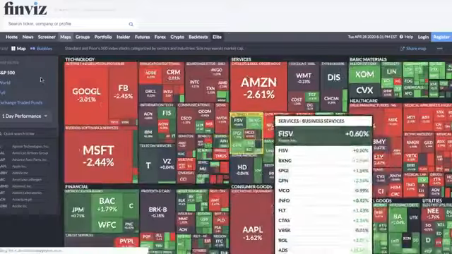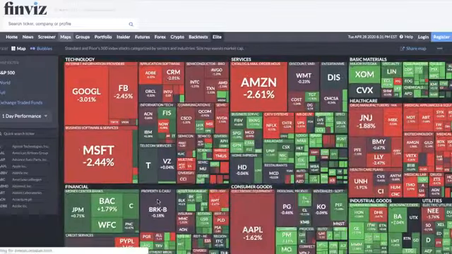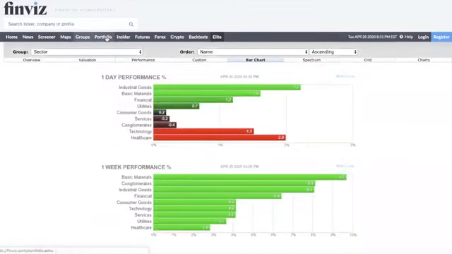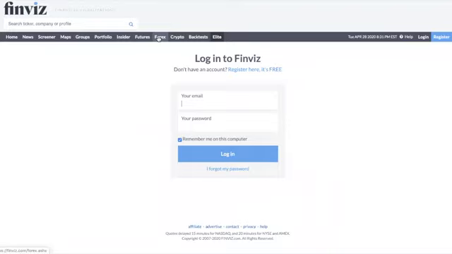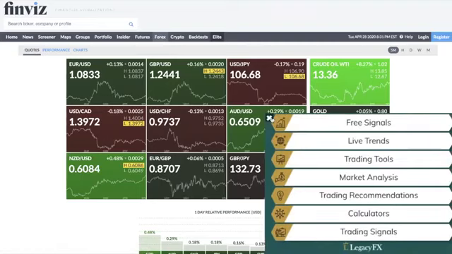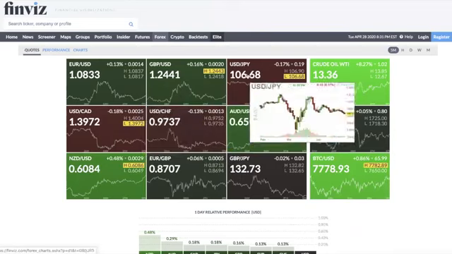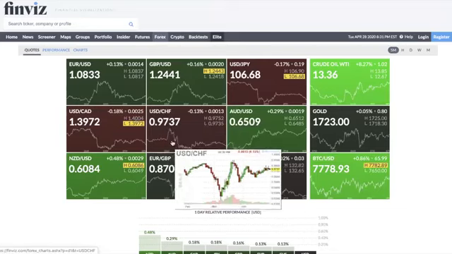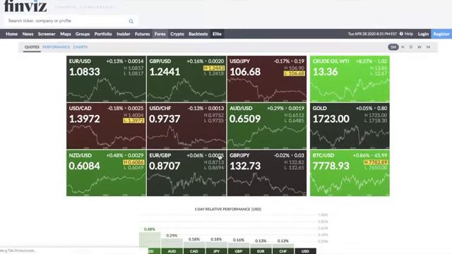This is a heat map. If you trade stocks, this is also very useful, so you can just play around with this. Performance, portfolio, insiders, Forex. For Forex trading, because this is a Forex channel, you want to head over to this section, which is Forex. When you click here, you will see the price quotations. What we're interested in is not really this area. I mean, you can check it out, but what we're interested in is actually the performance.